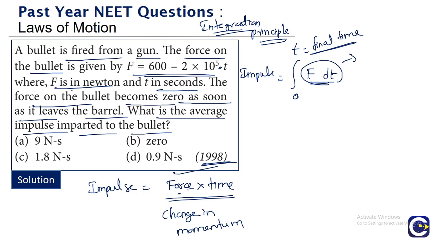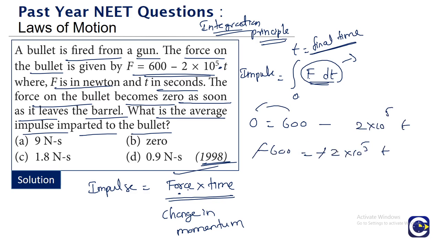So what they are saying is the force on the bullet becomes 0 as soon as it leaves the barrel. Means we will try to find that time. We'll equate the force to 0, because they are saying the force becomes 0 as soon as the bullet is leaving the barrel, right? So we'll try to find the time when the bullet will leave the barrel. So we'll equate the force to 0. 0 is equal to 600 minus 2 into 10 power 5 into t. So we'll rearrange. Minus 600 is equal to minus 2 into 10 power 5 t.